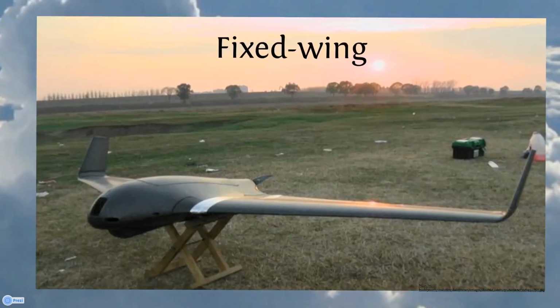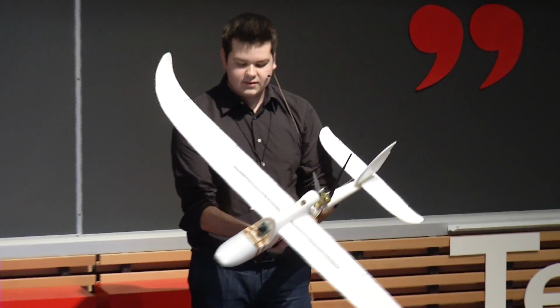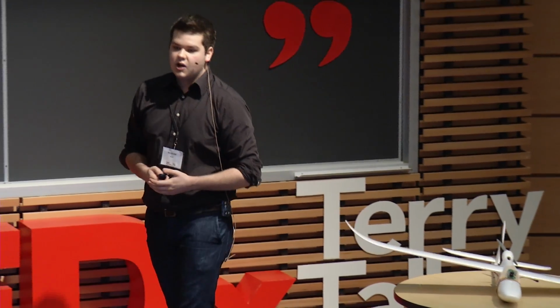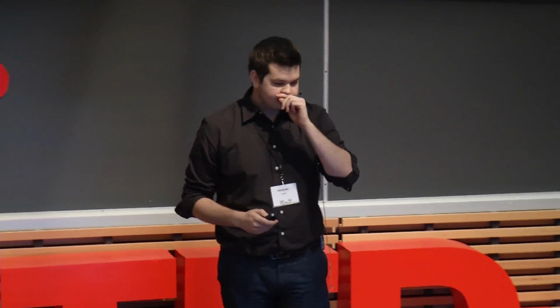And the last is fixed-wing UAVs. So this is like my UAV here. This is my UAV. I built it myself. It can fly around. Fixed-wing UAVs' specialty is that they can fly at high altitudes for long distances, but they have low maneuverability.